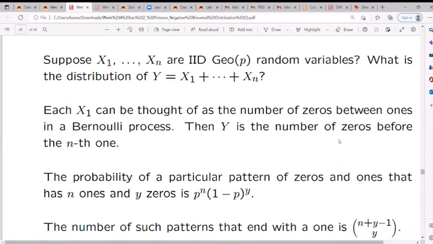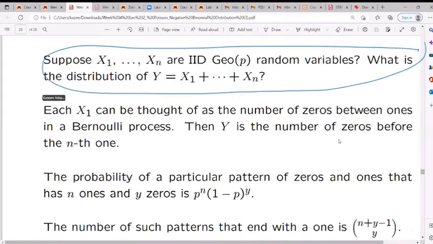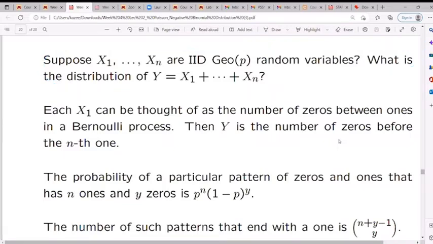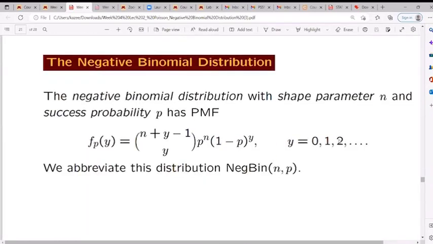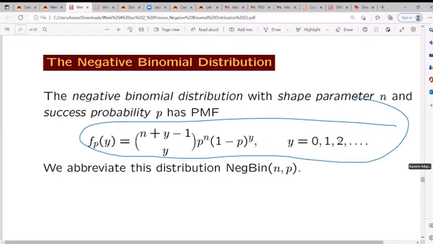I'm going to say that again. When each variable is geometric and I add them up, the new variable is going to follow another new distribution that we call the negative binomial. This is the probability mass function for the negative binomial.